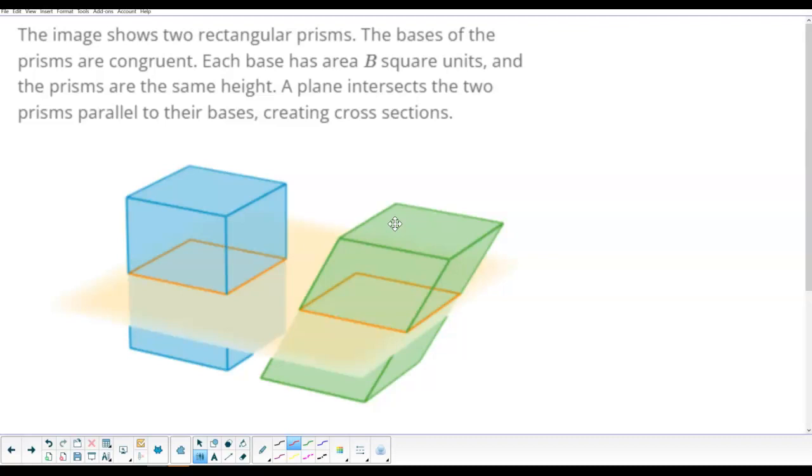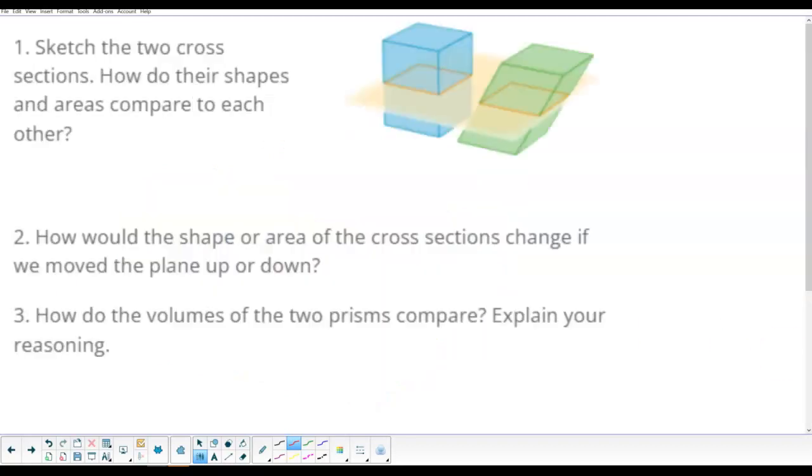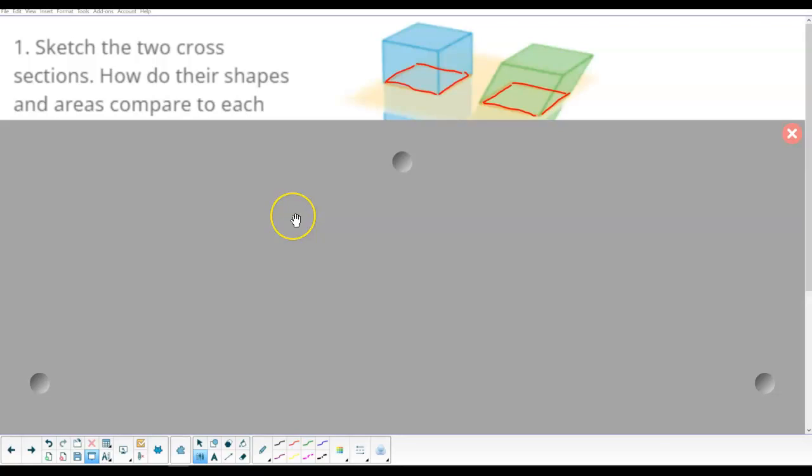A plane intersects the two prisms parallel to the base, creating cross sections. You can kind of see the cross sections highlighted here. So use that image to answer questions 1, 2, 3, and we'll go over the answers shortly. Press pause and then hit play when you're ready.